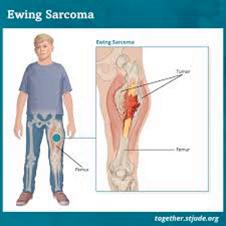Conclusion. Ewing sarcoma is a rare but aggressive cancer primarily affecting children and young adults. It requires prompt diagnosis and treatment, typically involving chemotherapy, surgery, and sometimes radiation. Early detection and a multidisciplinary treatment approach offer the best chance of successful outcomes.